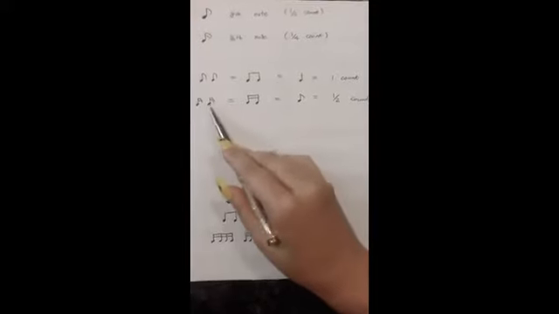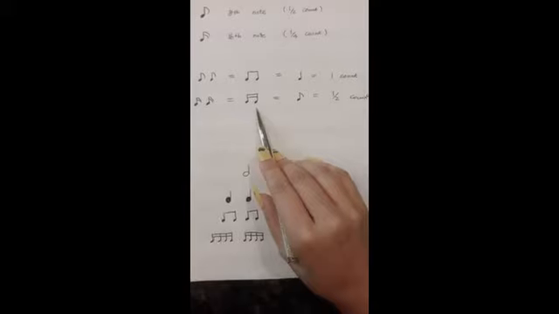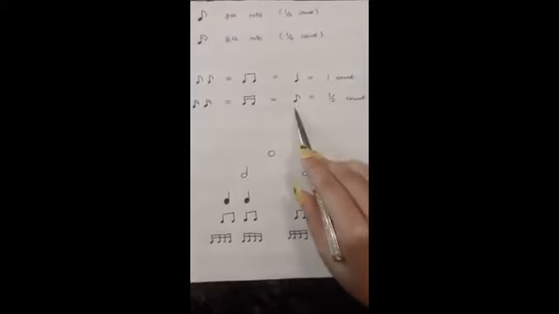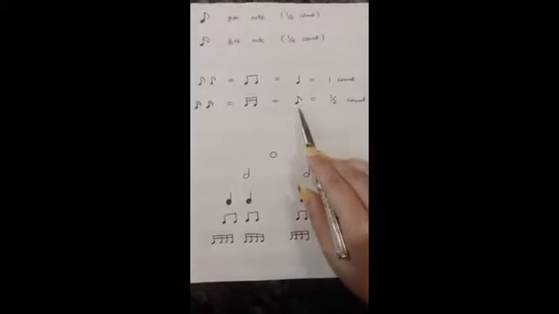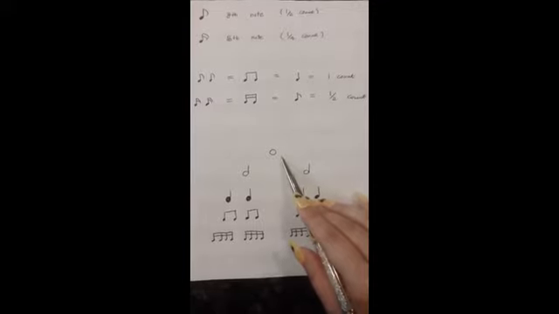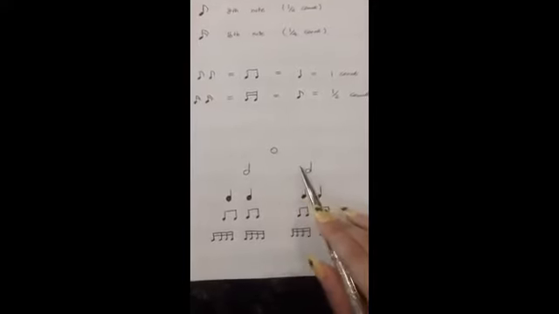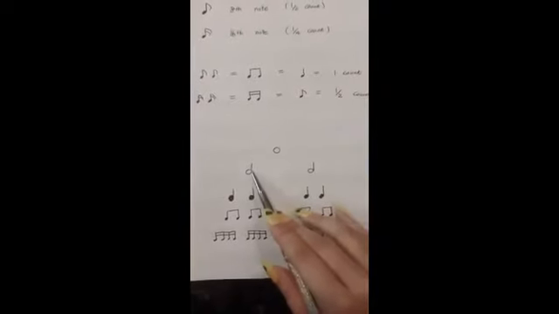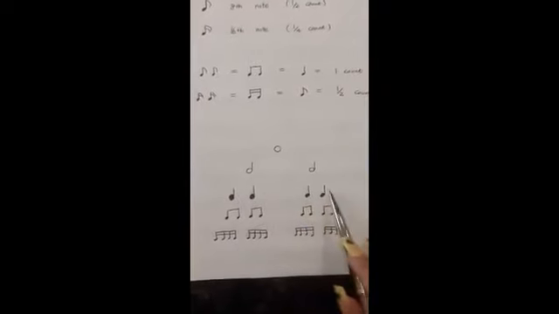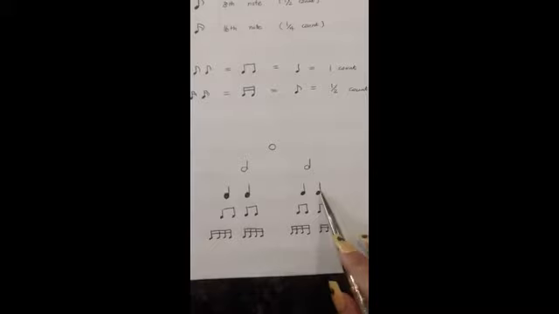2 16th notes will look like this, can be rewritten like this, and it equals an 8th note, which can be half count. If you understand this concept, you will understand these easily. Whole note equals 2 half notes. 2 half notes equal 4 quarter notes. 1 half note equals 2 quarter notes. The other half note equals, of course, 2 quarter notes.